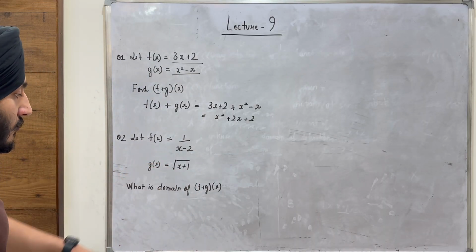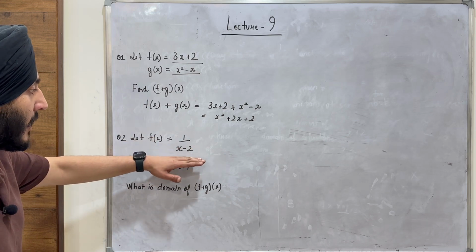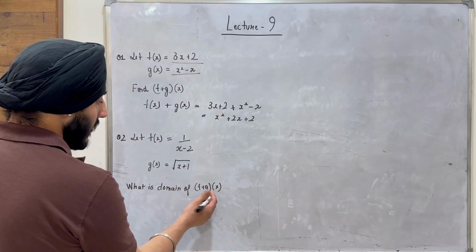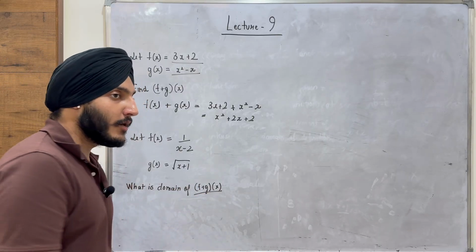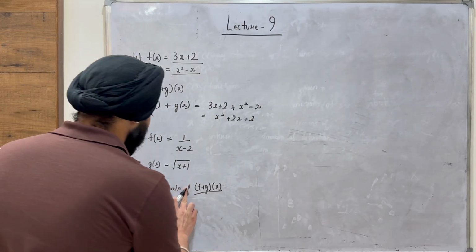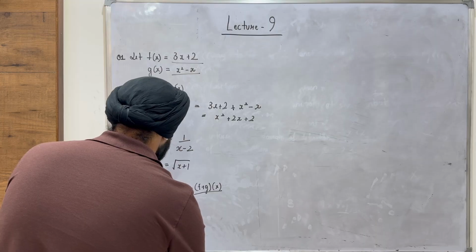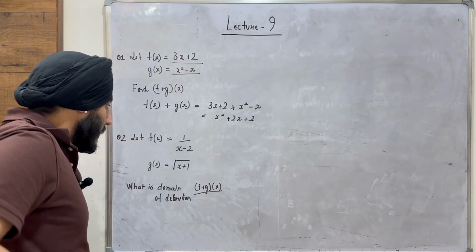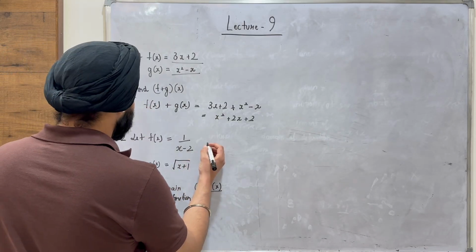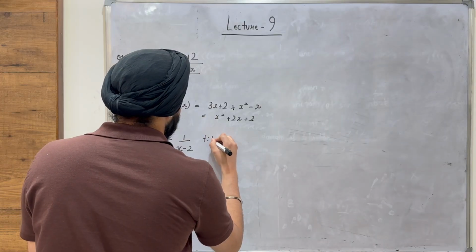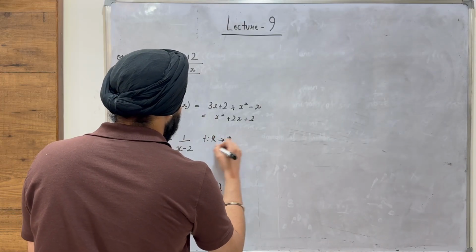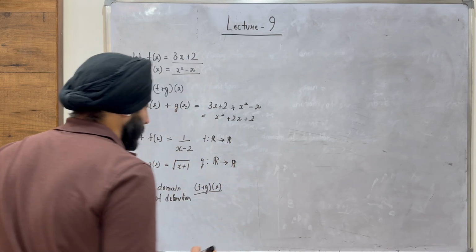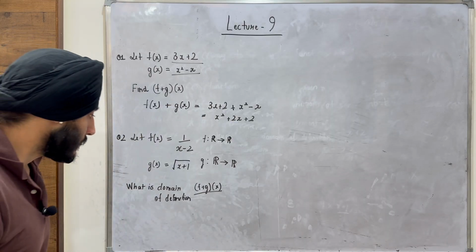Now this is an important question to solve. Given f of x equals 1 by x minus 2 and g of x equals the square root of x plus 1, what is the domain of the sum of the functions? Let's try to understand what is the domain of definition, I should say, so this question should say domain of definition. I'll be adding a bunch of things to the question that I missed writing down. F is from the set of all real numbers to the set of all real numbers, and G is also from the set of all real numbers to the set of all real numbers. Let's try to solve this question.